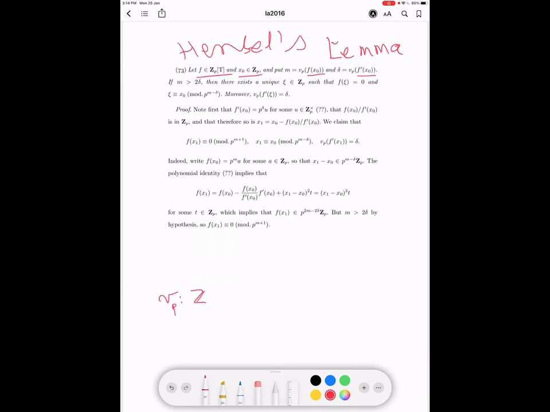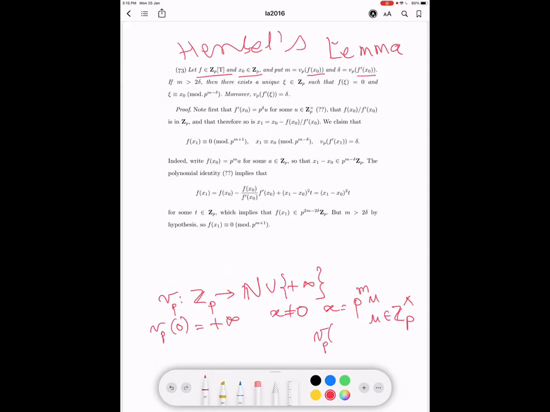It was a map from Zp to N union plus infinity. So Vp of 0 was plus infinity. And if x is not equal to 0, then you write x as p to the m times some u, where u is in Zp star, and Vp of x is this m here. Okay, so that's the p-adic valuation.